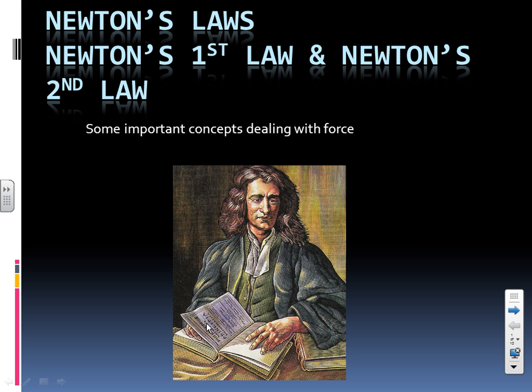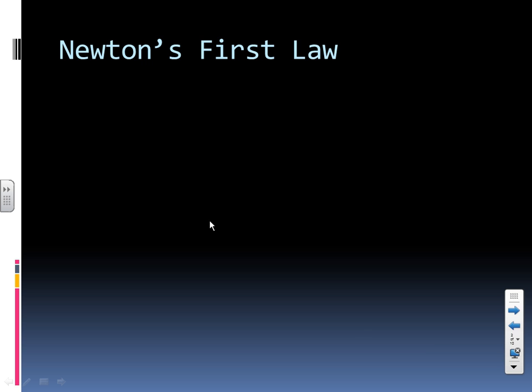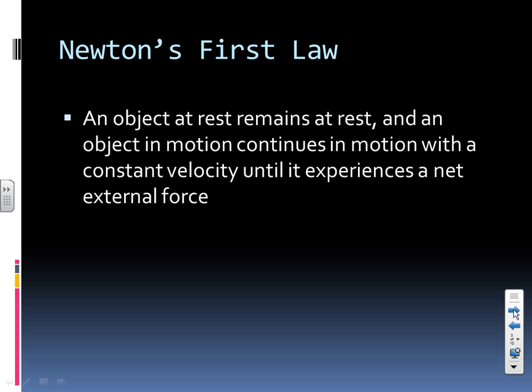So anyway, Newton's first law, Newton's second law, Newton's third law. Three laws that, like I said, govern motion in the universe. We're going to start with Newton's first law and second law, because they're much more closely related than Newton's third law. Let's start with the first law. I will not make you recite it by memory, but most of you have probably heard it before. Newton's first law states: an object at rest remains at rest. An object in motion continues in motion with a constant velocity until it experiences a net external force.